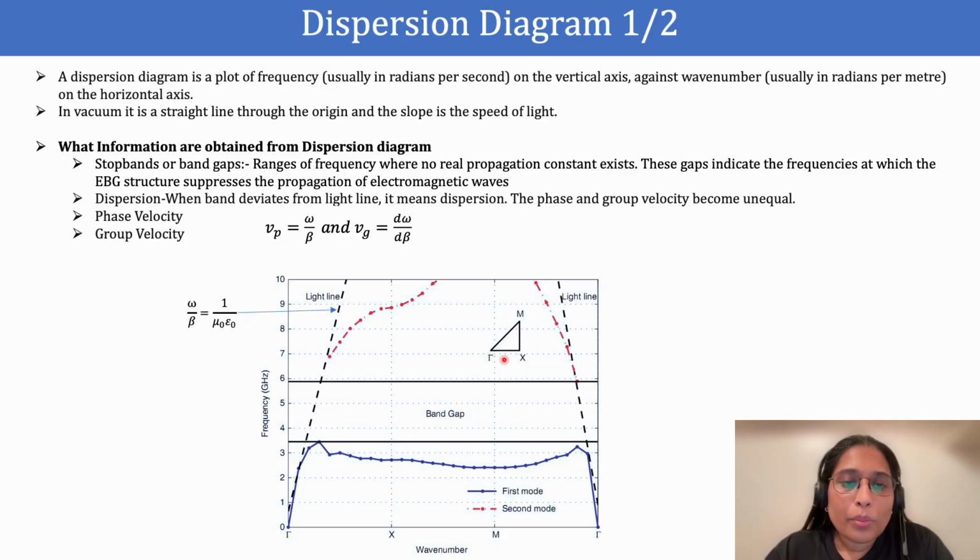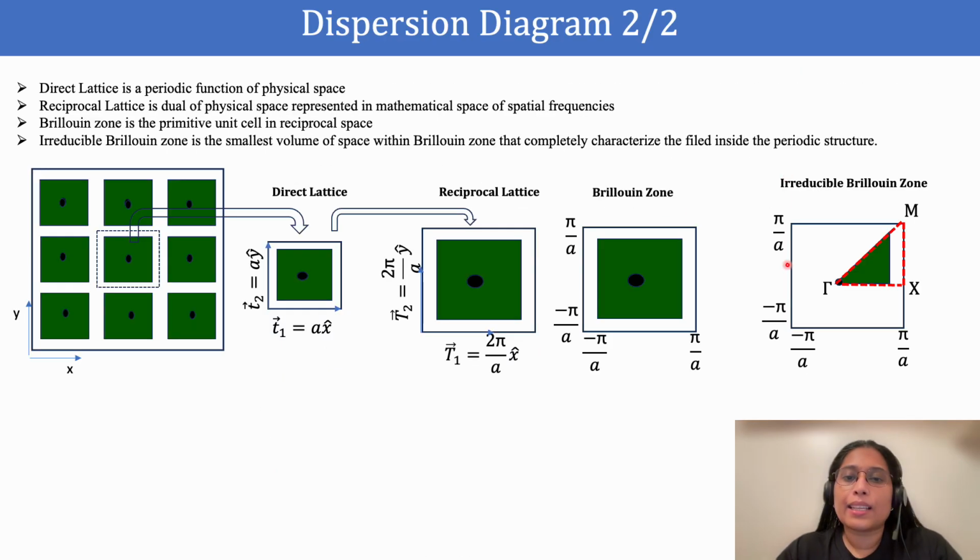And one more piece of information that we can see in this picture is that on the x-axis it is represented as gamma, x, m. So this is known as the irreducible Brillouin zone, and in upcoming slides I will explain what it is. Let's see how the x-axis on the dispersion diagram, that is gamma, x and m, are formed.